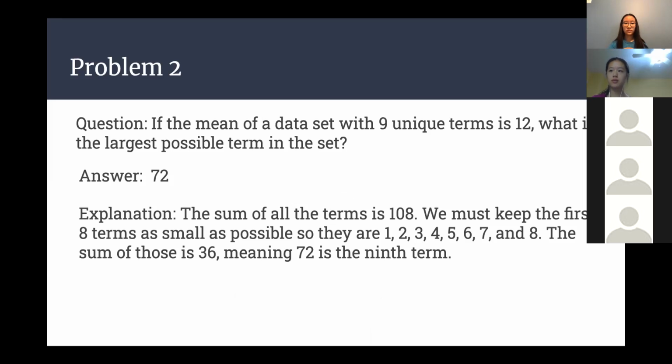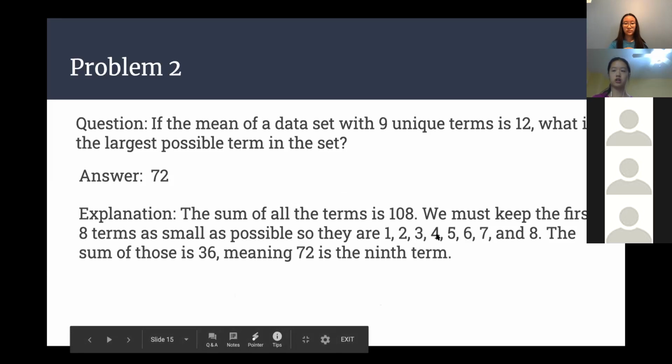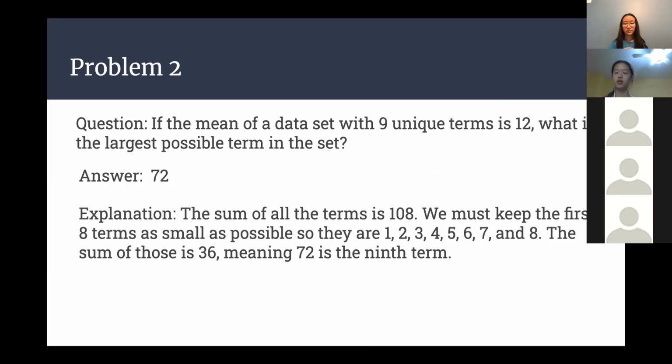So in order to minimize the first 8 terms, we just make them be the smallest positive whole numbers, which are 1, 2, 3, 4, 5, 6, 7, and 8. And so the remaining term must be 108 minus the sum of those terms. So that'd be 108 minus 36, which is 72.